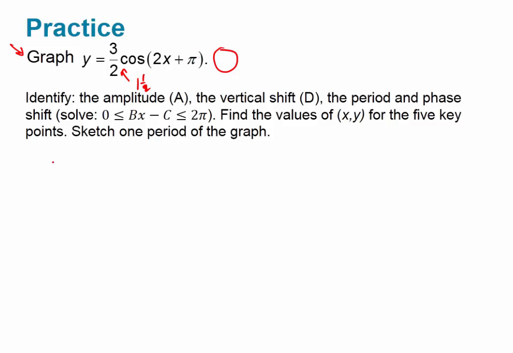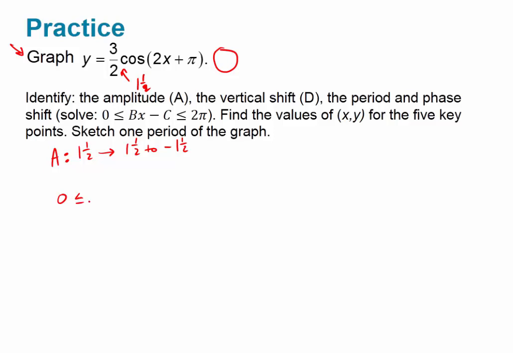Okay, let's start with the amplitude here. So the amplitude is 1.5, which means this. We're going to travel from 1.5 at its highest level to negative 1.5 at its lowest level. There's no vertical shift, so we don't need to shift these values up or down. Let's go ahead and look at the middle here to find out our period and phase shift.